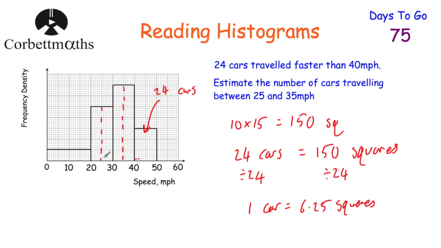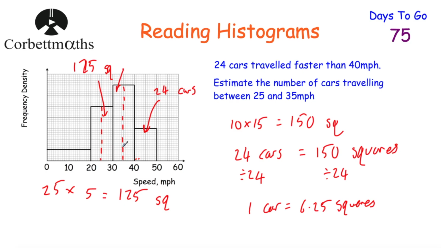So let's do that. So in terms of between 25 and 30, we've got 1, 2, 3, 4, 5 little squares going across, and we've got 5, 10, 15, 20, 25. So we've got 25 multiplied by 5, 125. So that means there's 125 little squares in this region here between 25 and 30 miles per hour.